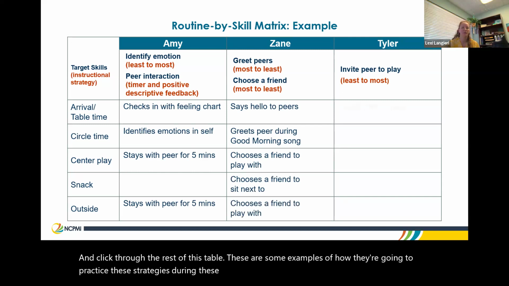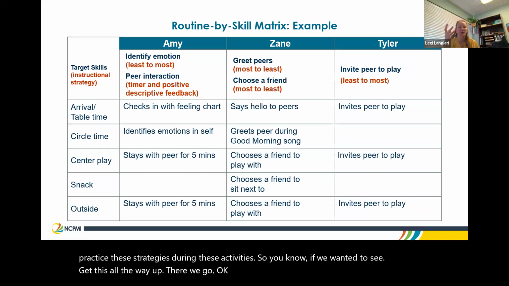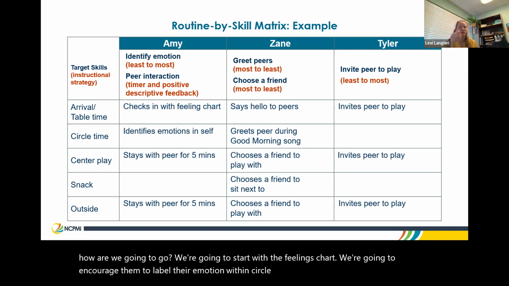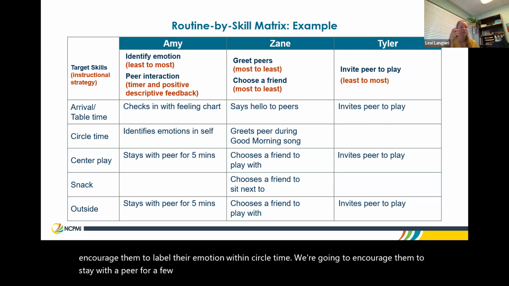So, if we wanted to see identifying emotions, how are we going to go? We're going to start with the feelings chart. We're going to encourage them to label their emotion within circle time. We're going to encourage them to stay with a peer for a few minutes in center play, and then again with that outside.